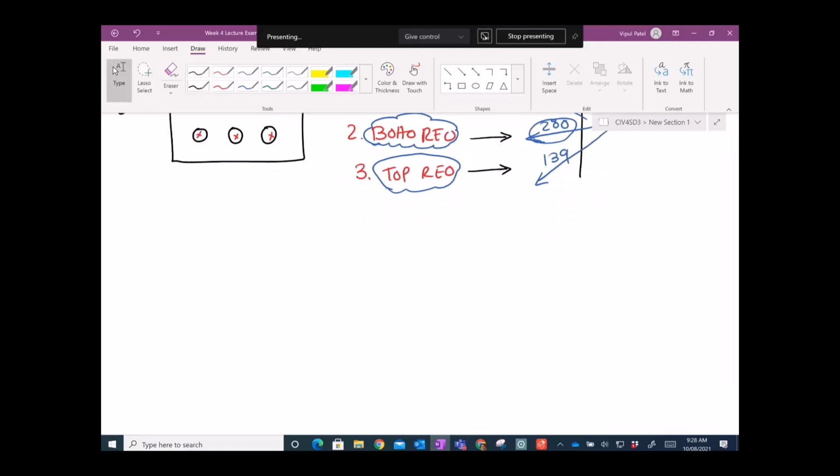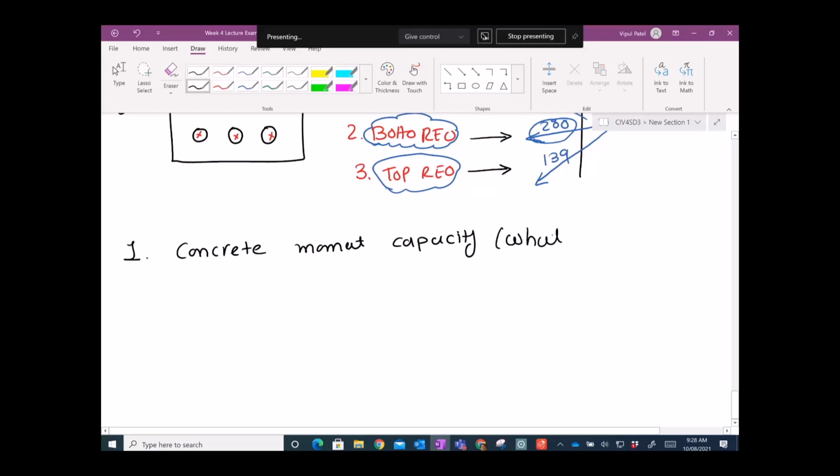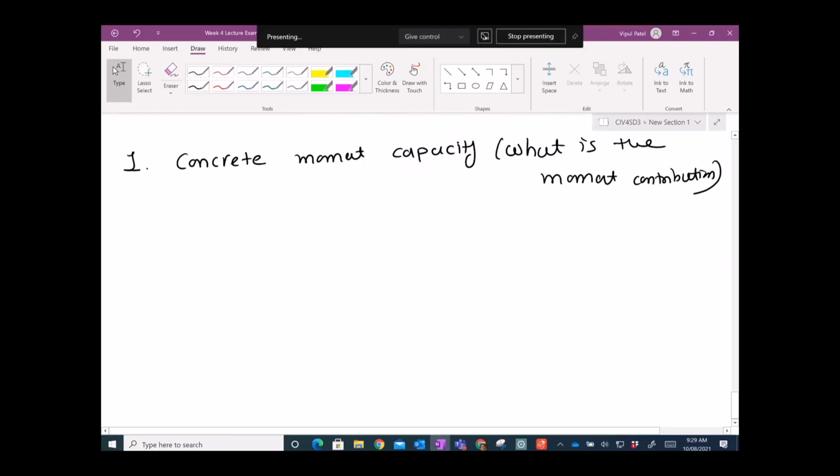So let's say first one is the concrete moment. I hope you understand the story, what we are trying to do. What is the moment contribution? What is the moment contribution for this beam? So the moment contributions, if I want to find it out, what is the moment contribution for this case?